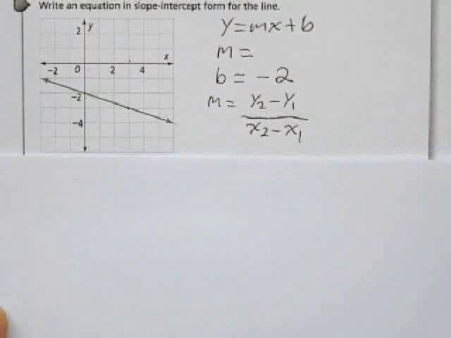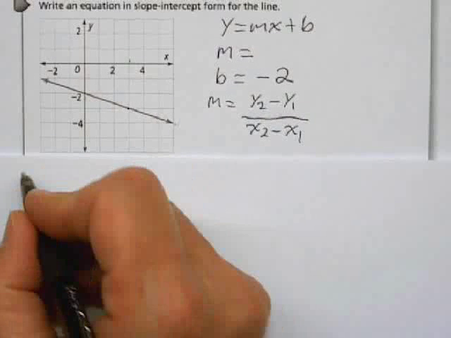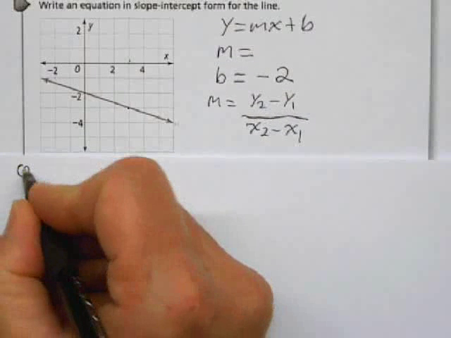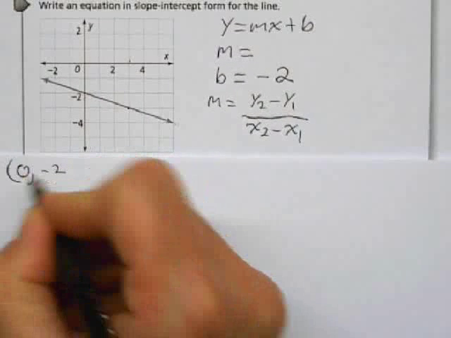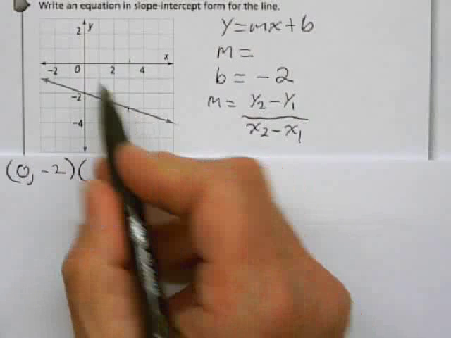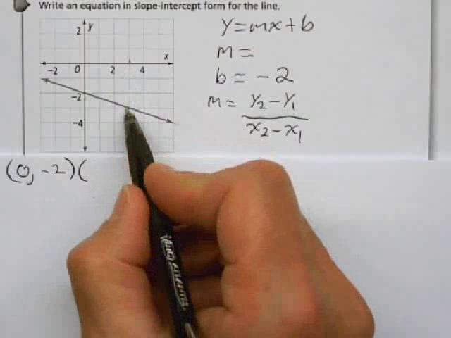And in order to use this formula, I'm going to have to come up with a couple of points on this line. And I'm going to choose the y-intercept as one of my points because I think that's pretty easy to see. That point would be 0, -2. And for my second point, I'm going to choose this one, which is 3, -3.